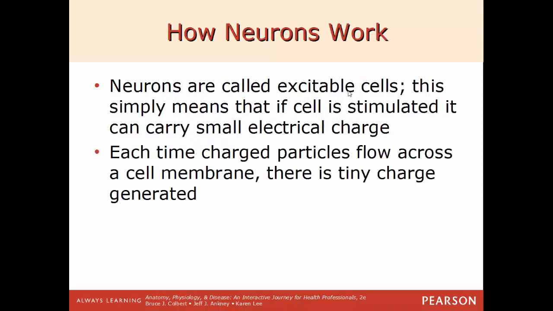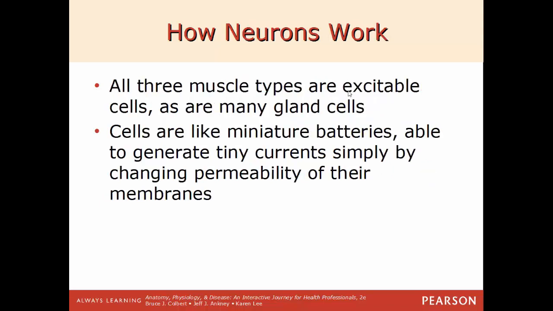All right, now we'll talk about how neurons work. This is a fairly involved process. Our neurons are also known as excitable cells. And this simply means that if a cell is stimulated, it can carry a small electrical charge within it. Each time a charged particle flows across the cell membrane, a tiny charge gets generated. All three of the muscle types we've talked about previously, the smooth muscle, cardiac muscle, and skeletal muscle, are excitable cells, just as many gland cells are. And cells are really nothing more than miniature batteries, and they're able to generate tiny currents simply by changing how permeable their cell membranes are.